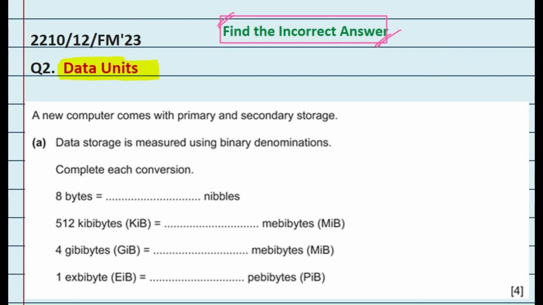Let's jump to question number 2 from February-March 23. A new computer comes with a primary and secondary storage. Data storage is measured using binary denomination. Complete each conversion.